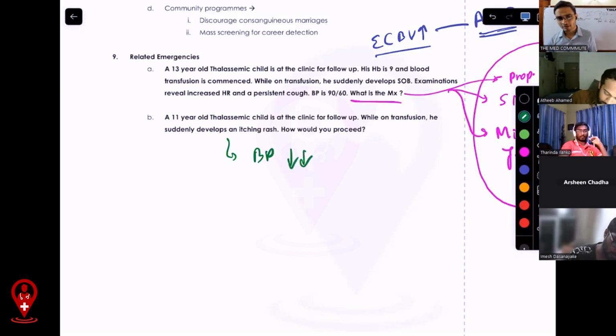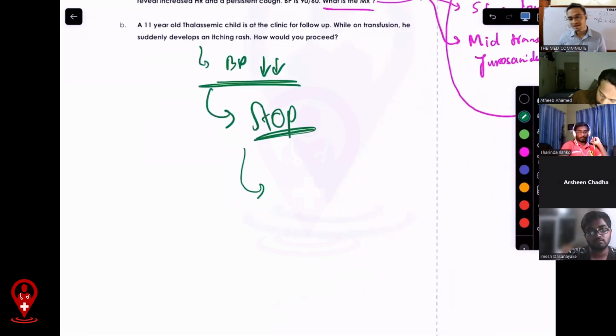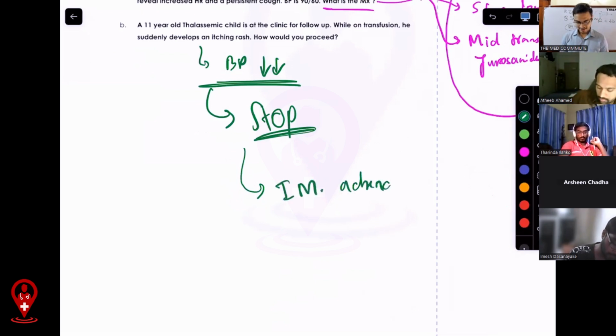Now, if you confirm that this is anaphylaxis, what should you do immediately in this case? Stop the transfusion. In this case, stop the transfusion, not like in our acute heart failure. And then what is our drug of choice for anaphylaxis, guys? IM adrenaline. Everyone knows this, right? IM adrenaline.